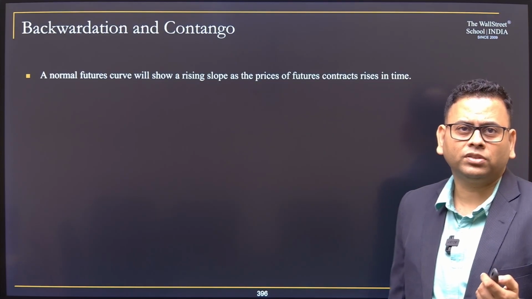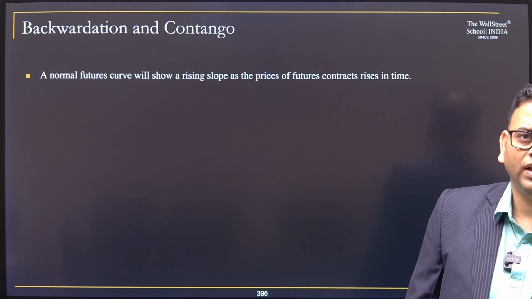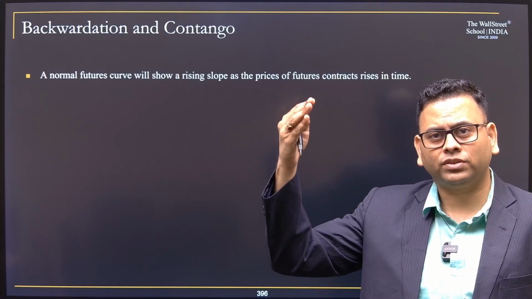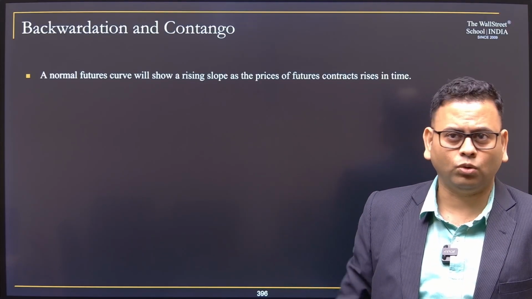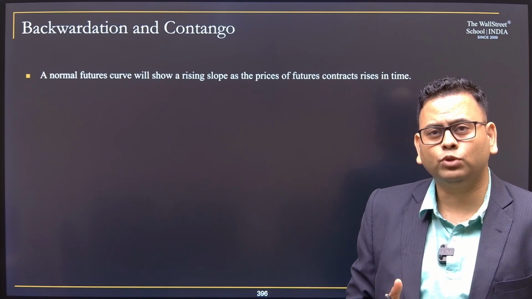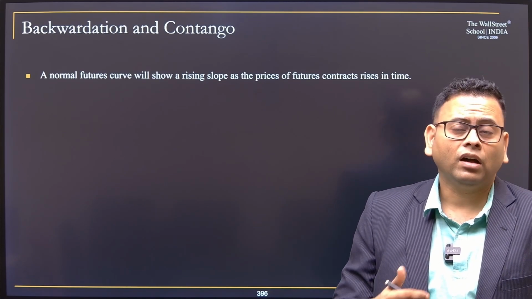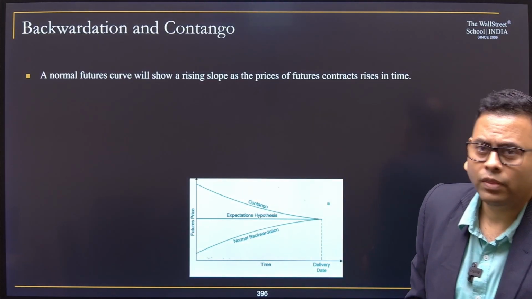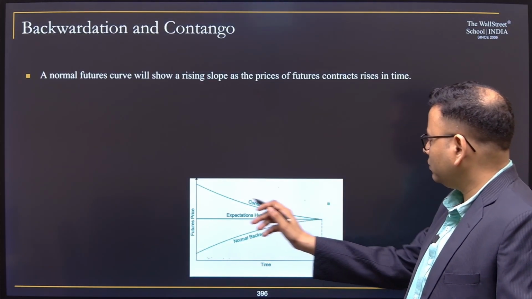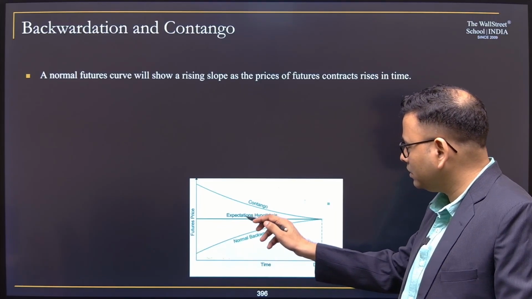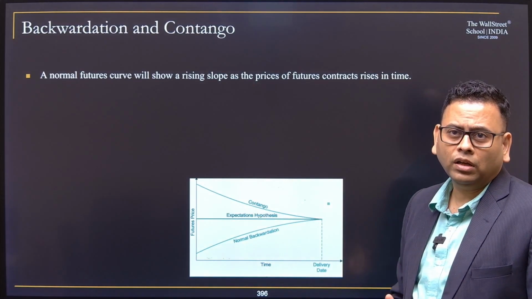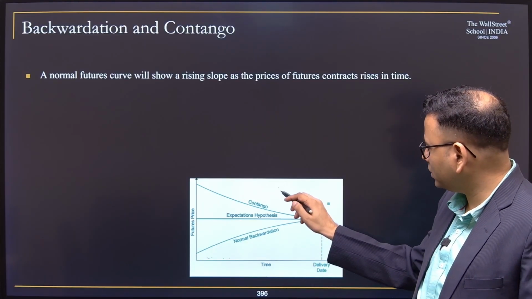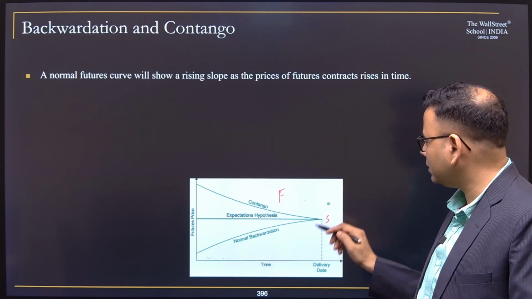So a normal futures curve will show a rising slope as the price of futures rises. As we have seen, the more time to maturity, the higher the futures price. So the futures price will always go up with maturity. A 2 months futures will always be more than a 1 month future. A 3 months futures price will always be more than a 2 months futures price. Now, when the futures is below your spot price, it's backwardation. When futures is above your spot price, it is contango.